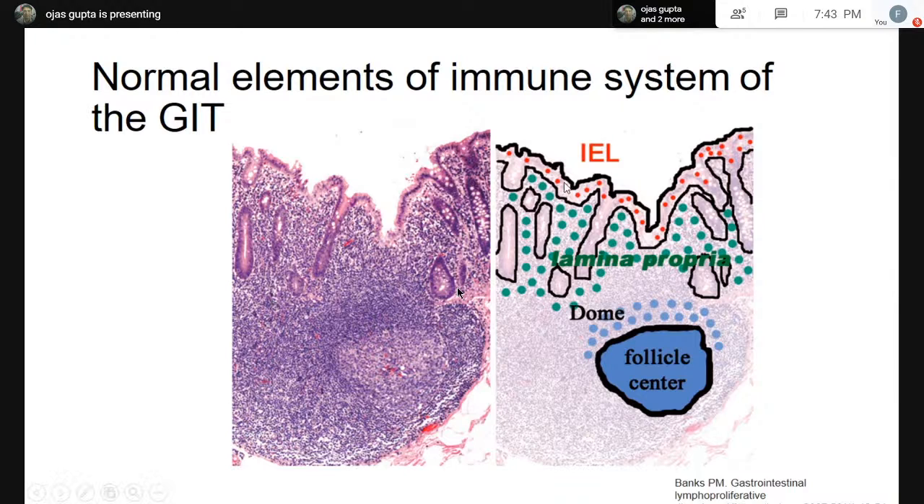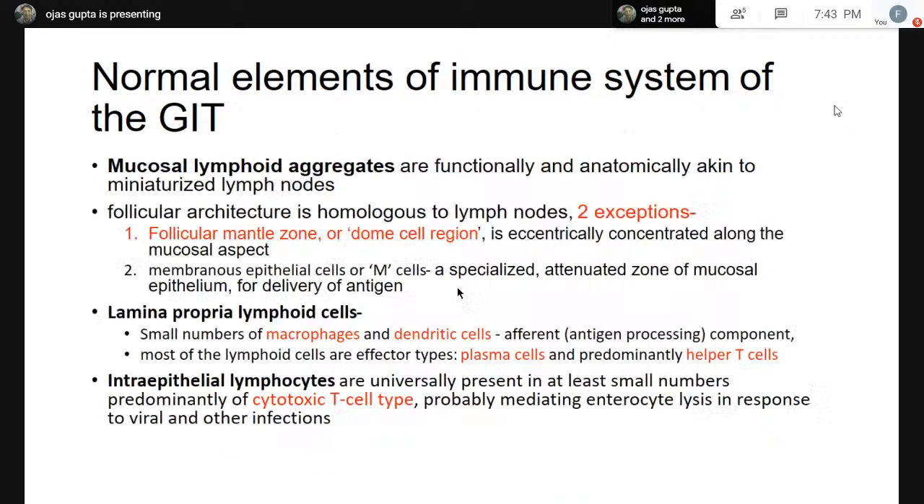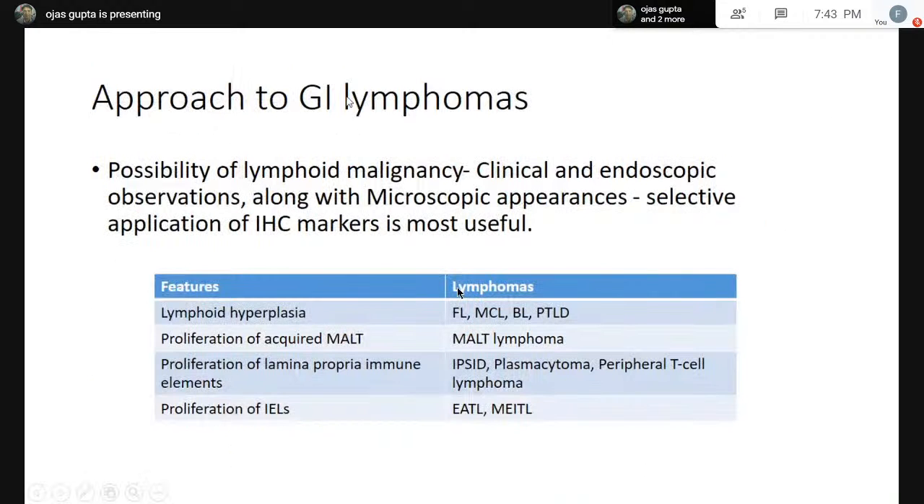Next is the intraepithelial lymphocytes. These are universally present in small numbers, and they are predominantly cytotoxic T cells, which mediate enterocyte lysis in response to viral or any other infections. So, how do we approach GI lymphomas? A possibility of lymphoid malignancy is suspected whenever the clinical and endoscopic observations are highly suggestive of a lymphoid malignancy. For example, there is a mass lesion, or an ulcer which is not responding to any treatment, and then we have to compare the microscopic appearance.